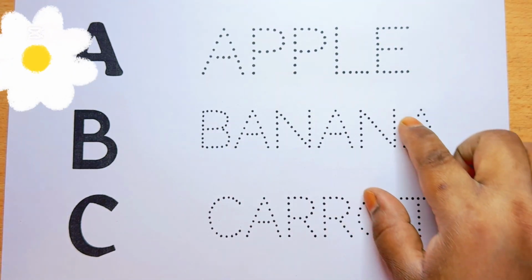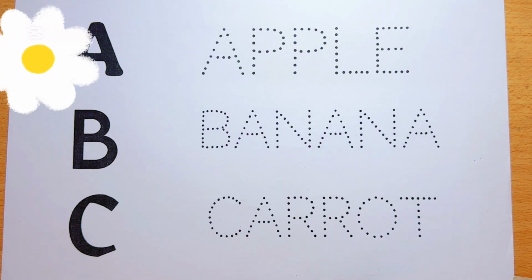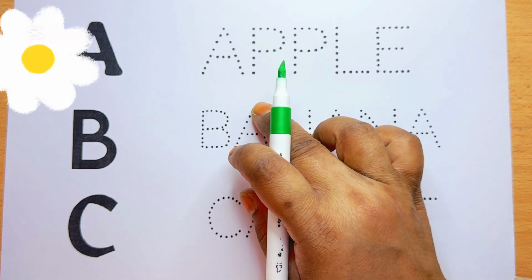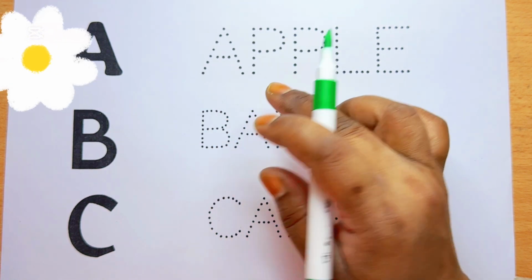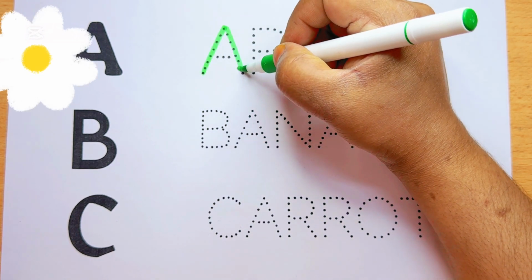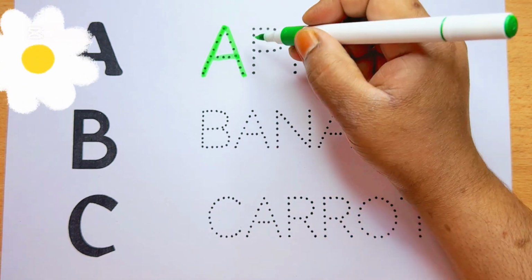Let's learn alphabets, capital letters. Alphabet A. A for apple. A for apple. A for apple.